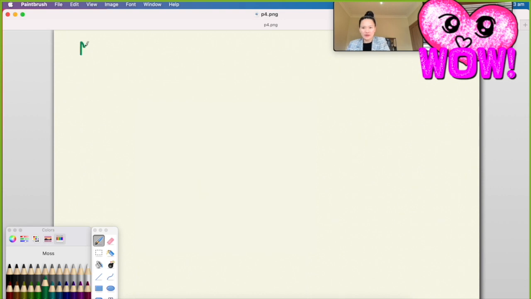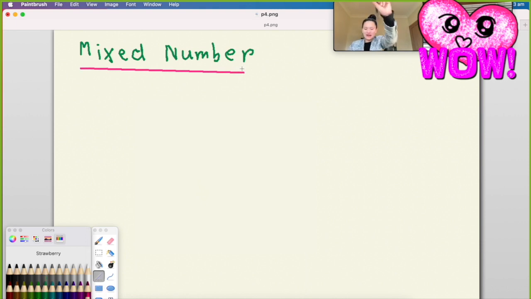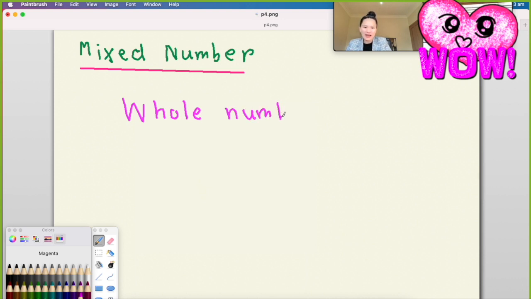Mixed number, mixed. When you hear about mixed number, you have to know exactly that it's mixed, yeah? So that's why it's named mixed number. What do they mix? A whole number, and then they plus or they mix with a proper fraction.